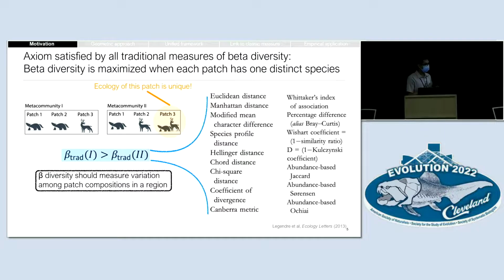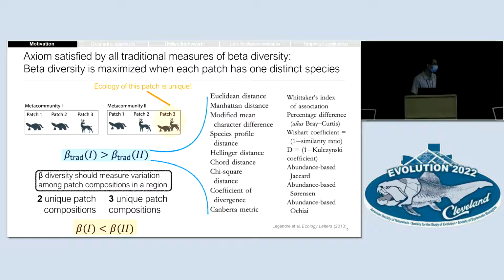Then, with this idea in mind, let's recall the core principle of beta diversity. It should measure the variation among patch compositions in a region. In this case, metacommunity 1 only has 2 unique patch compositions, while metacommunity 2 actually has 3 unique patch compositions. Then, shouldn't we assign a higher beta diversity to metacommunity 2 than metacommunity 1? If you accept this assumption, then we really need to reconceptualize what beta diversity is.